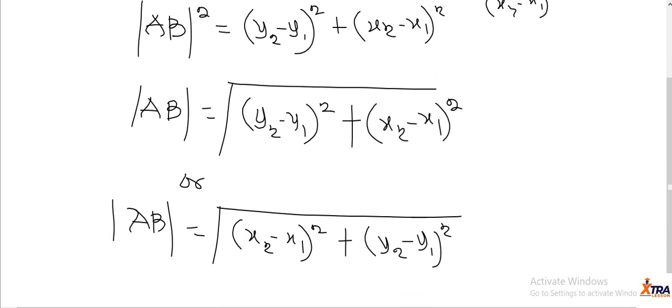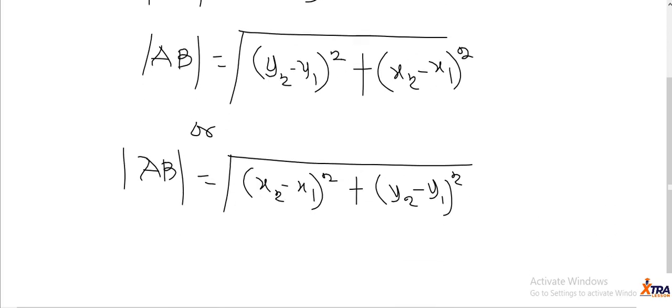So you just need to memorize this formula. AB, which is distance between 2 points, equals to the square root of x2 minus x1 all raised to power 2 plus y2 minus y1.